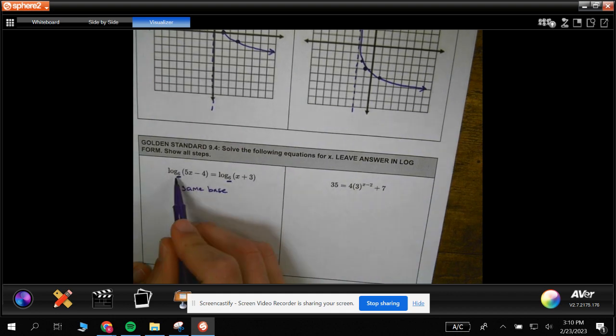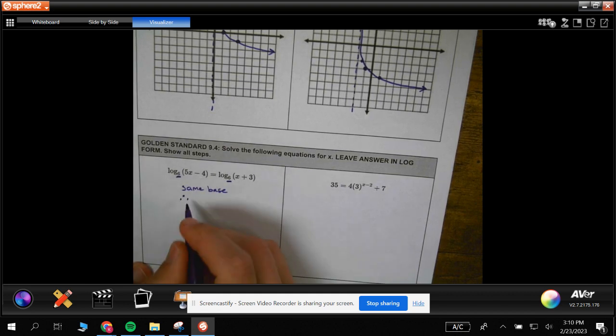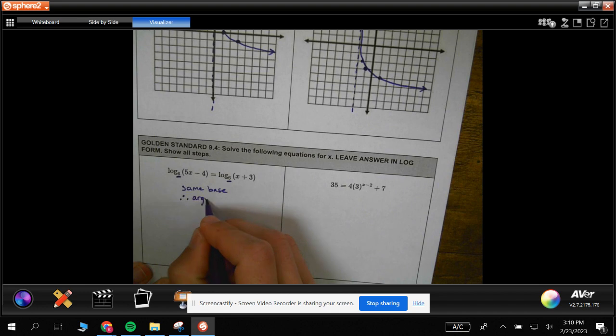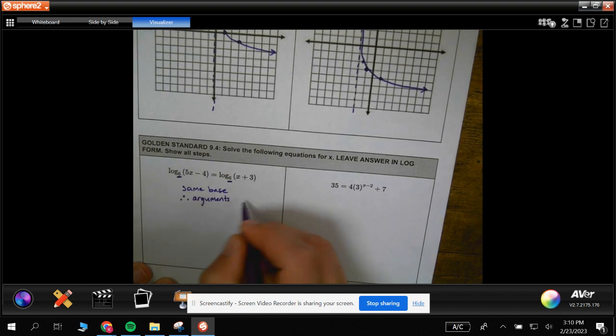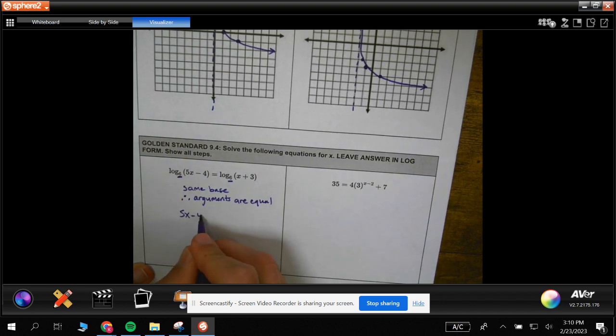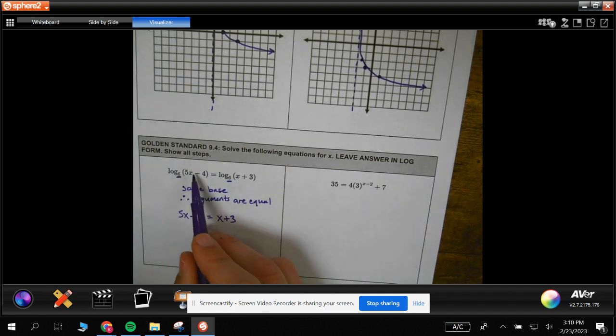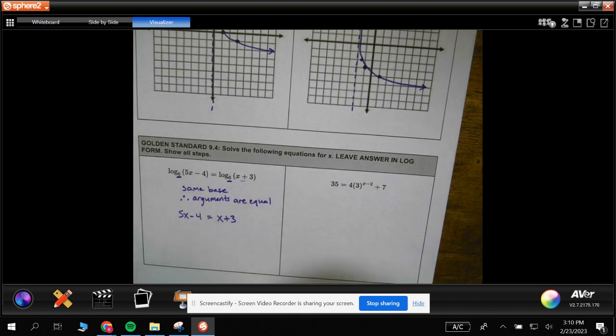If the logs have the same base, what do you think must be true about the arguments? They must be equal. Therefore, the arguments are equal. So what does that mean? That must mean 5x minus 4 equals x plus 3. Because if it's the same base, then they're equal, then whatever we're taking the logarithm of must also be the same.